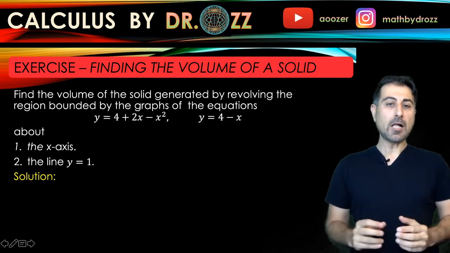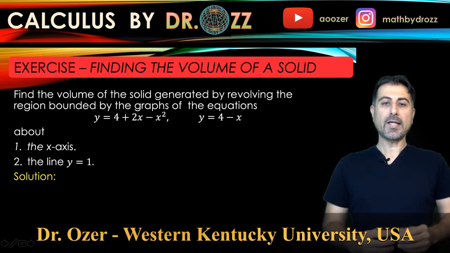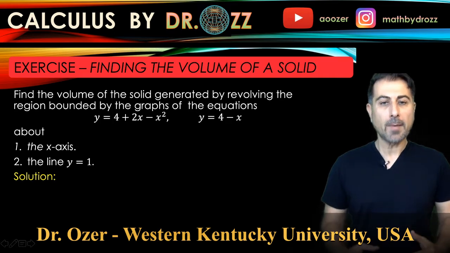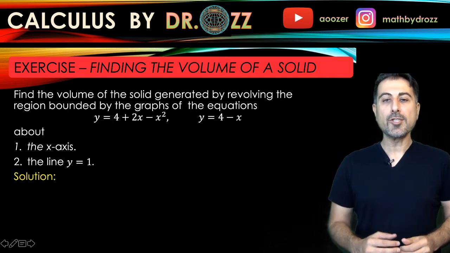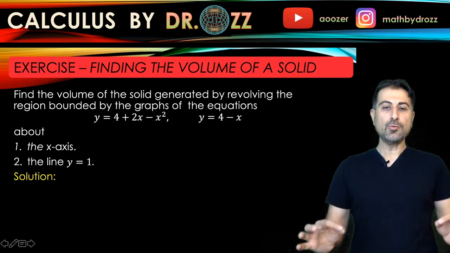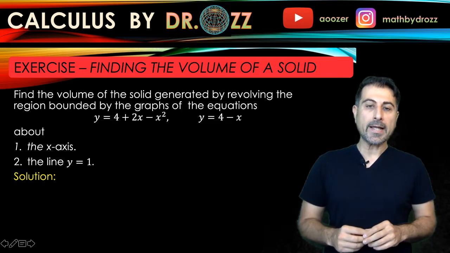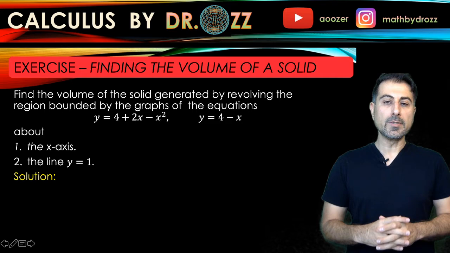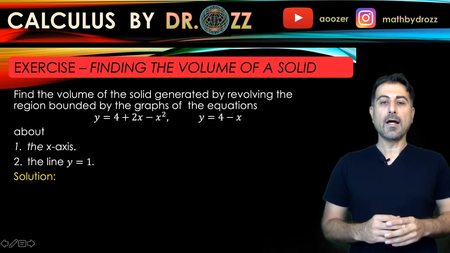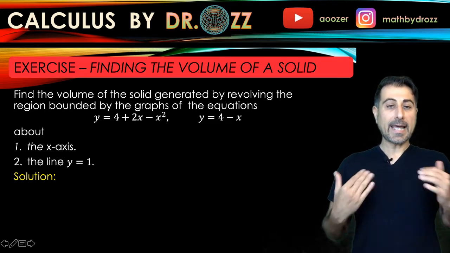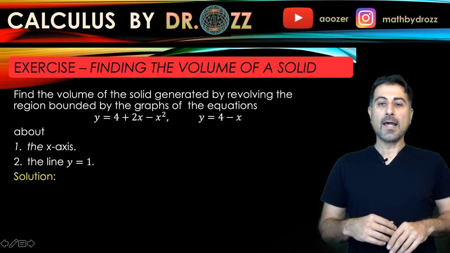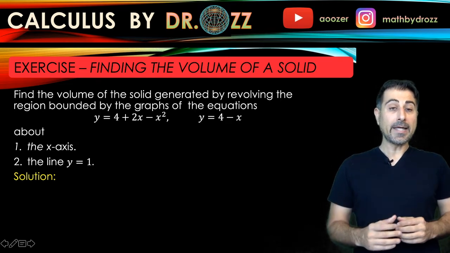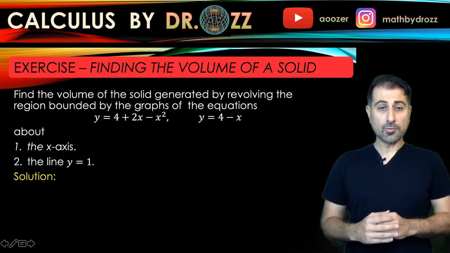Today we're going to have an application of definite integration. We're going to find the volume of a solid. In this case, the solid is going to be generated by revolving the region bounded by two curves. One is a quadratic and the other one is a line. We're going to revolve the region bounded by these graphs of the equations about the x-axis in the first case, and also about the horizontal line y equals 1.